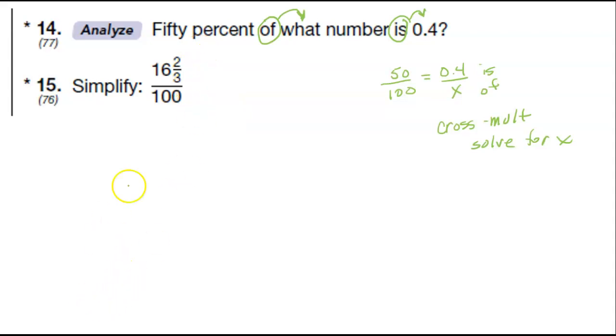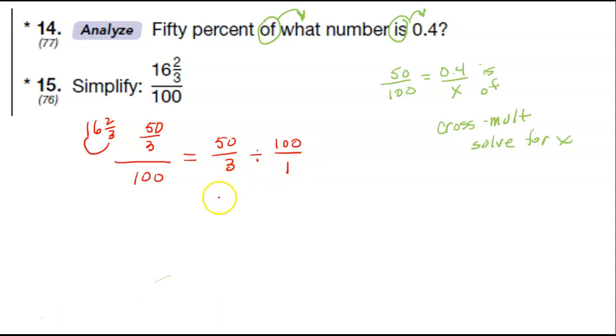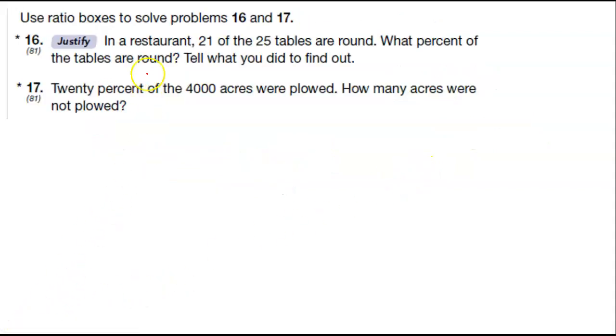Okay, this is a little bit more difficult. Okay, so I'm going to need to popcorn my 16 2/3. So 3 times 16, let me use my handy dandy calculator. 48 plus 2, so I get 50 over 3. Over 100, or 50 over 3 divided by 100 over 1. You're going to need to keep, change, flip to get your answer. Let me know if you have questions.